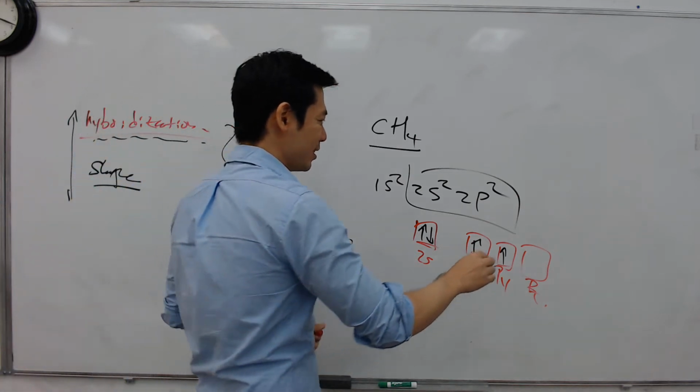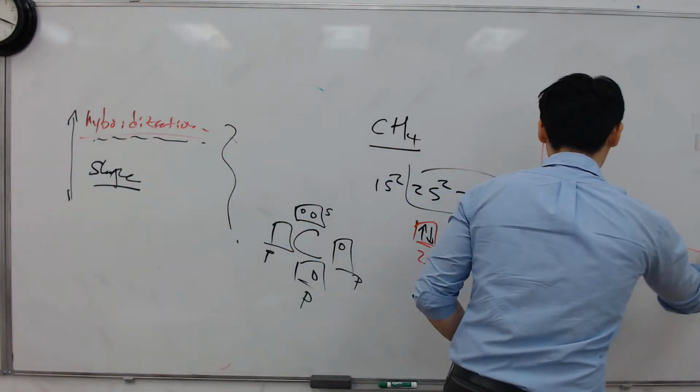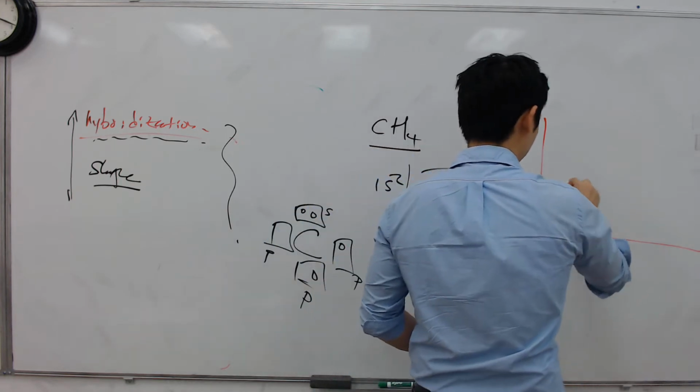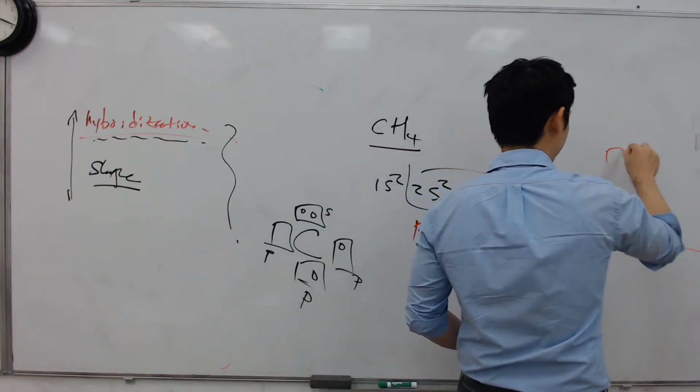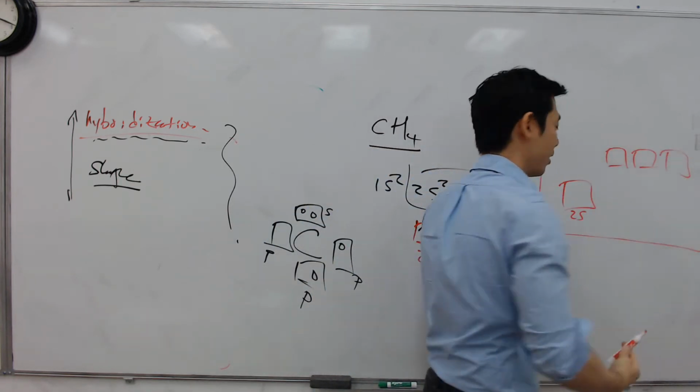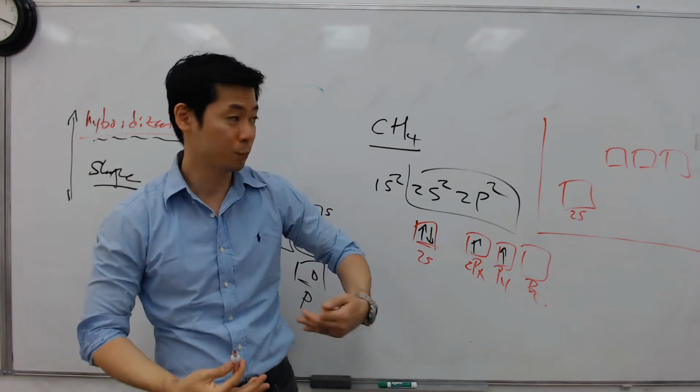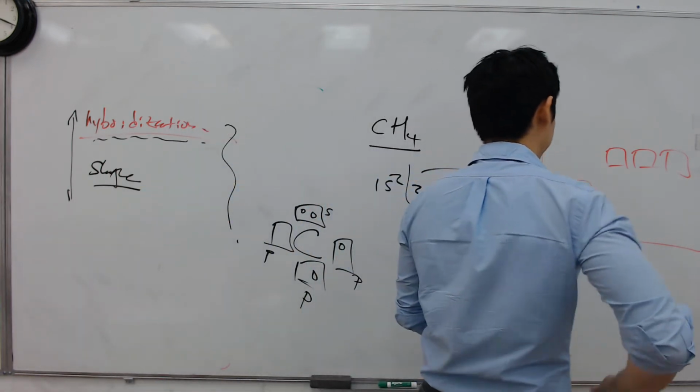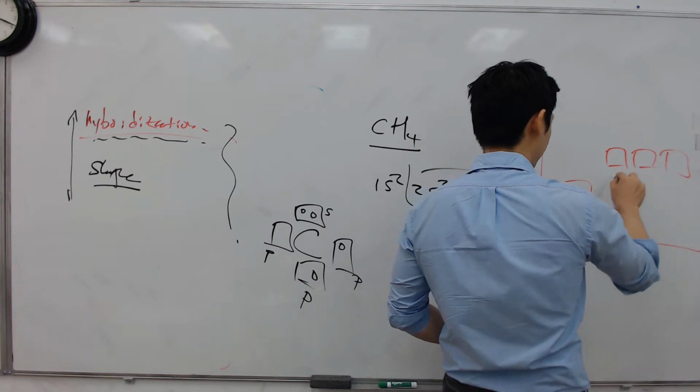In terms of an energy perspective, guys, 2s is at a lower level, and p is at a higher potential energy. So s is lower, p is higher. Right now there are 2 electrons here, 1 here, and 1 there.